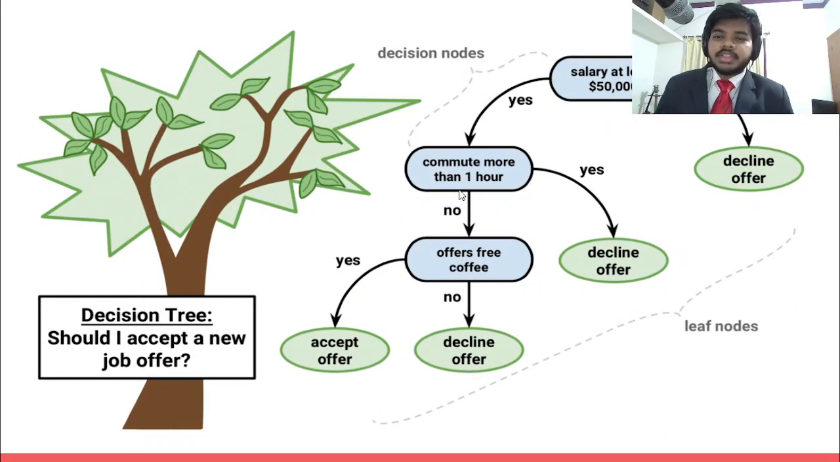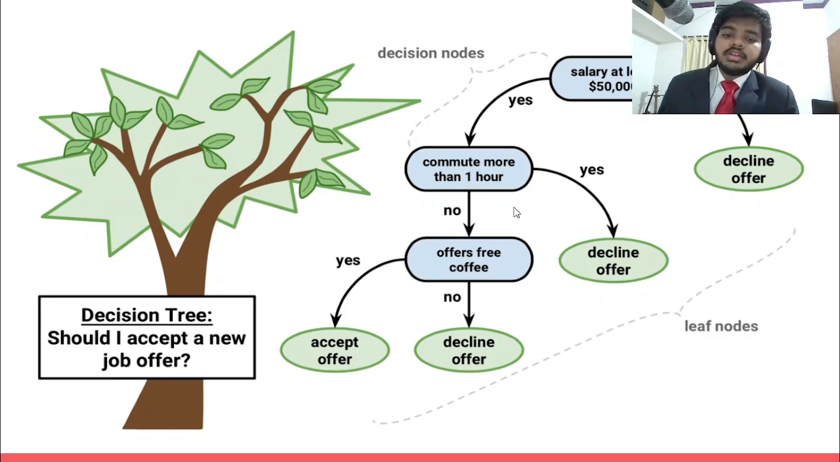So imagine there's a decision tree made to accept a job offer. The job offer is offering you a salary of $50,000. Then if yes, there'll be more questions, and if no, you'll decline the offer. So in the end, the decision will be either accepting the offer or declining the offer.